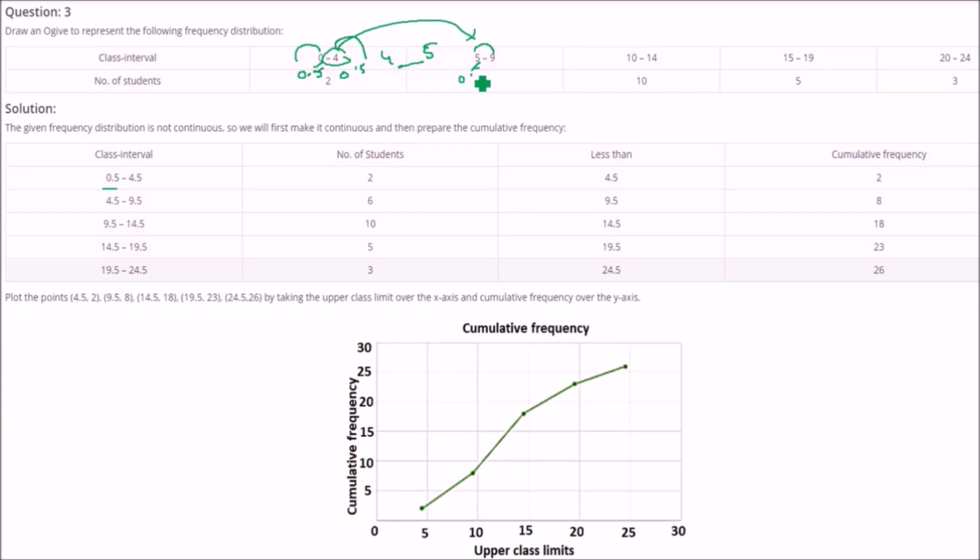Now subtract 0.5 from the lower limits and add 0.5 to the upper limits. All these values you have to do. So you get a class interval. Now this is a continuous class interval. The number of students is also given.